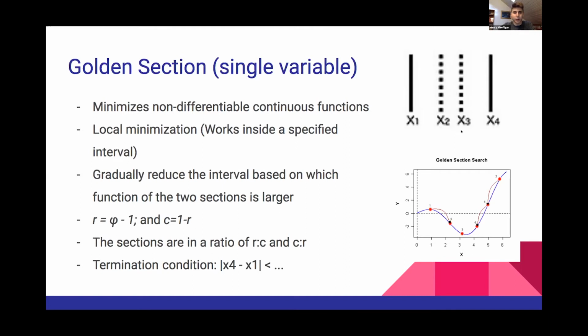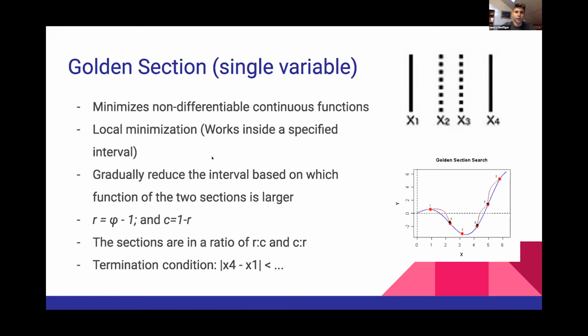So we have these two sections, and then we calculate f of x2 and f of x3. Depending on which one is larger, let's say x3 is larger, then we reduce on this side. So x4 becomes x3, and we recalculate sections based on those new variables. To end the optimization, when we decide that we are close enough to the optimal point, is when x1 and x4, so the interval, becomes small enough that we consider it negligible.